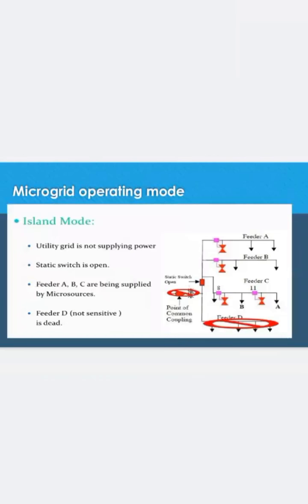Next, island mode. In island mode, it is disconnected from the main grid and operates independently with micro sources and load. In this mode, the utility grid is not supplying power. Here, the static switch is open, hence the point of common coupling is not active. And all feeders are being supplied by micro sources such as fuel cell, photovoltaic cell, etc.